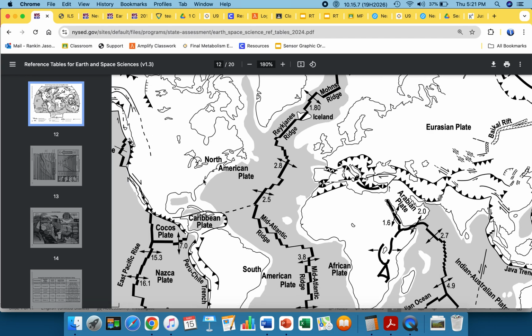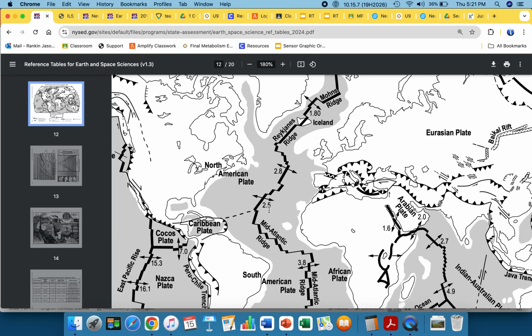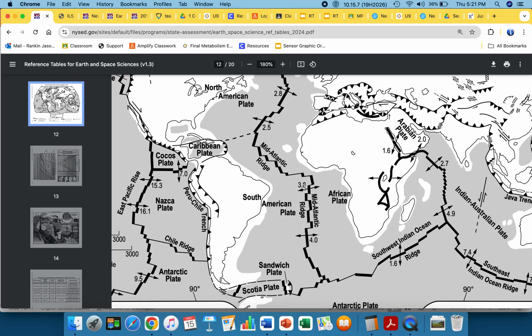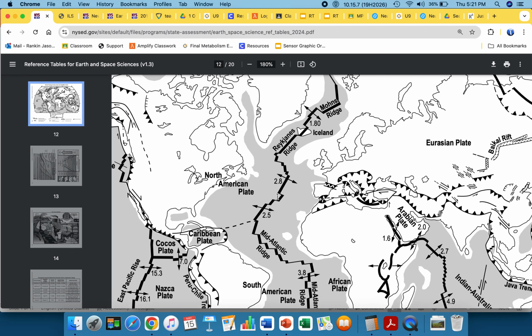So between the North American plate and the European plate, it looks like we have a spreading rate of 2.8 centimeters per year, 2.5. A little bit further south, going into the southern hemisphere, we have a rate of 3.8 and a rate of 4. So we have a greater rate here in the southern hemisphere portion of the Mid-Atlantic Ridge. So we might have more magma pushing on these plates a little bit more than the areas up north. So that's some areas where we have divergent plate boundaries.